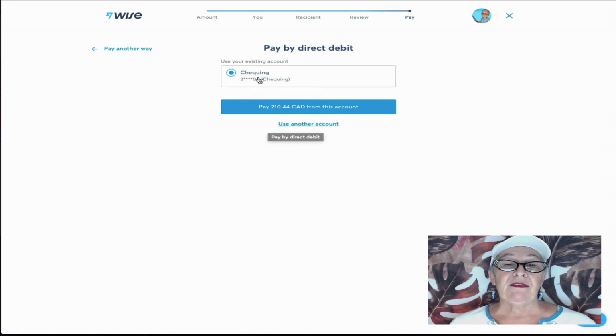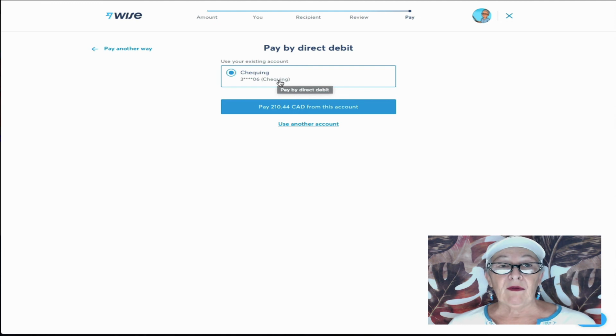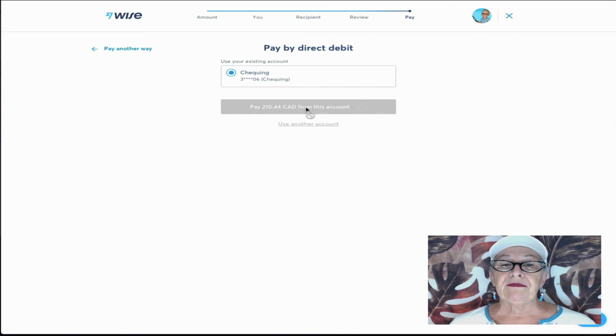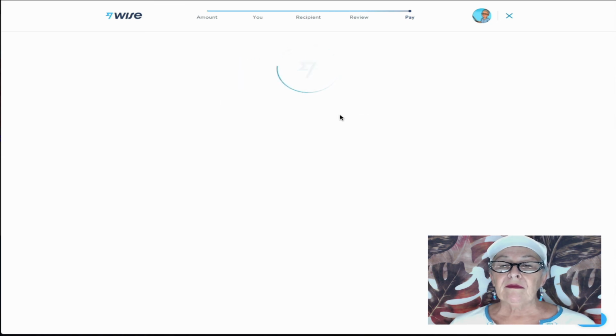So that's where that's coming from. If I wanted to use, say I had enough Canadian dollars in my Wise account itself, you saw I only had like $2 in there, I could send it just from there, and the fees would be negligible if there's any at all. But now I'm going to send it from my Canadian account. So I'm going to click here, pay Canadian from this account.